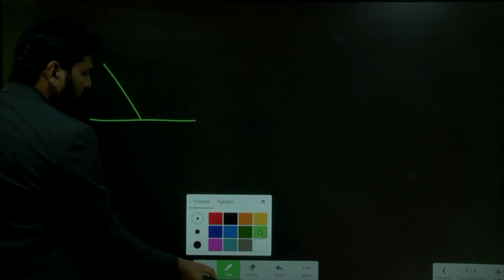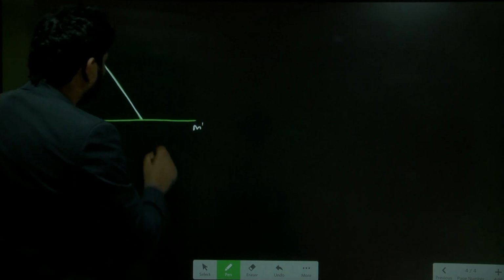You can take this as an example. Here we have a surface, and a light ray is incident on the surface. Let us give the name of the surface as M dash. Now this is the way reflection takes place.